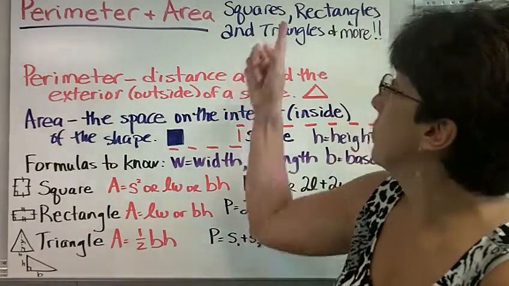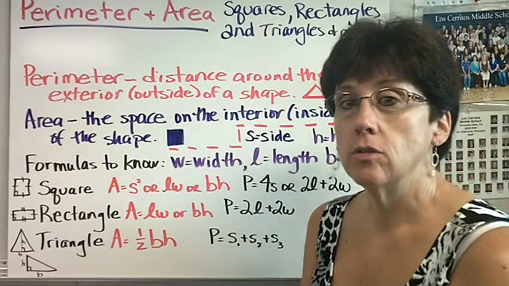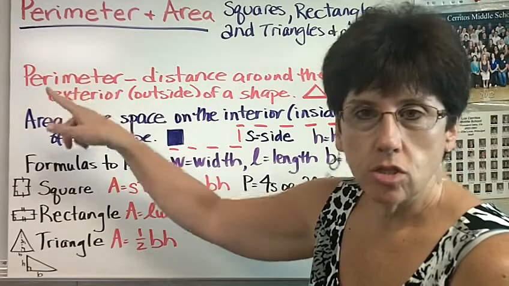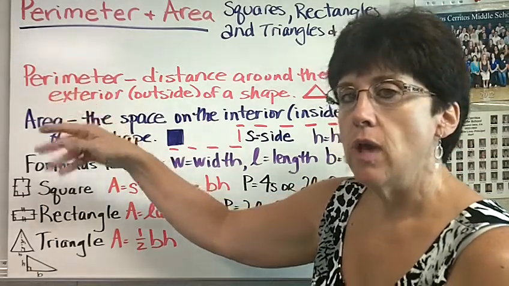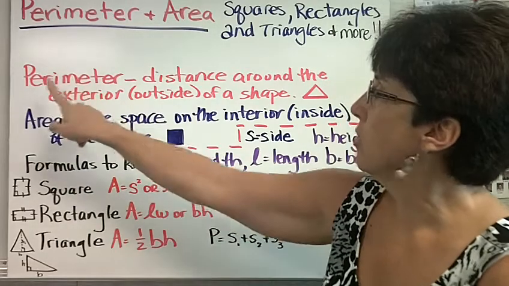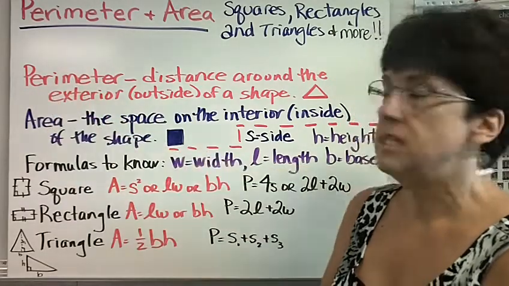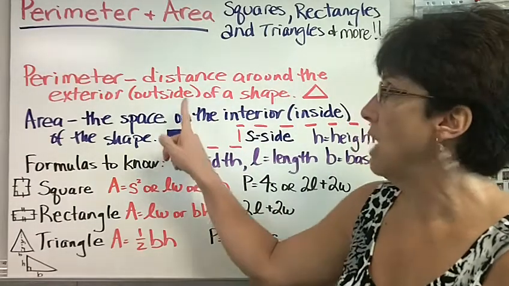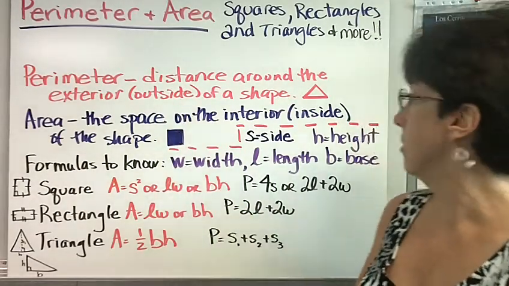Perimeter and area. Squares, rectangles, triangles, and more. This is just to remind you of a few things that you know, and then to go over some things you may not know. So perimeter is the distance around the exterior or the outside of a shape.